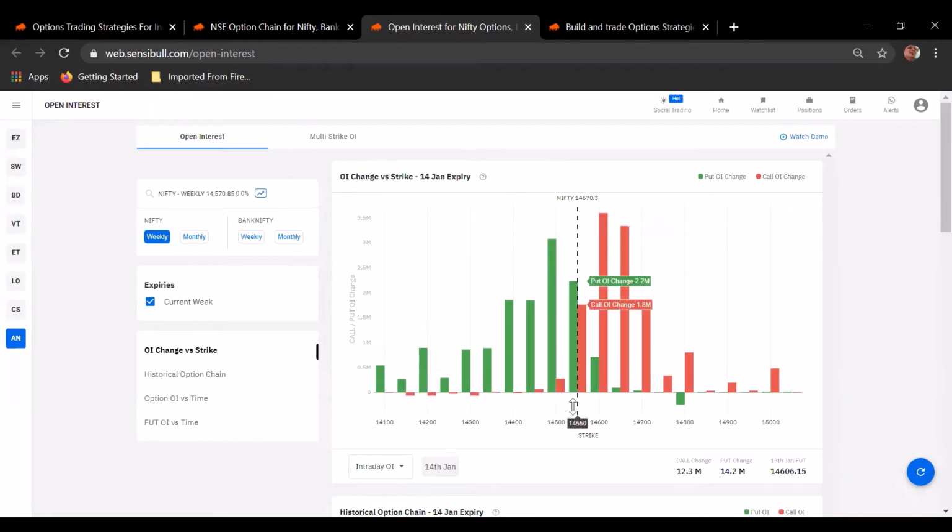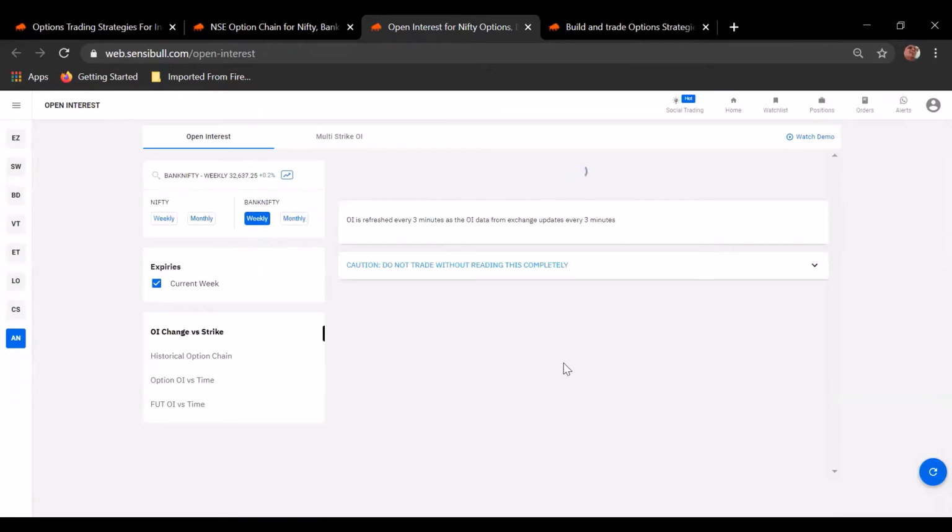Now, this data is basically the call or the options data. You can see here, these are all the puts that people have sold, and these are all the calls that people have sold. And you can see a call change, put change. If the put change is higher than the call change, the likelihood is that the market or the Nifty is going to go up. And you can see the same for the Bank Nifty.